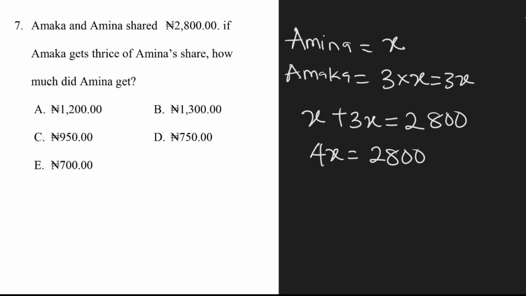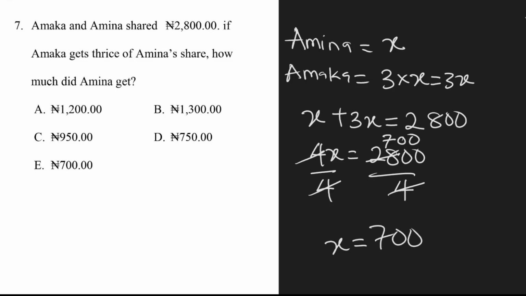2,800. So divide both sides by the coefficient of X, as we've seen in the earlier question. So we divide by 4 and divide by 4. So 28 divided by 4 is 7. Remember we have 2 zeros there, so it was 700. That means Amina, which is X, will be equal to 700 naira. So Amina's share will be 700 naira. So how much did Amina get? 700 naira. So from our options, the answer is E.